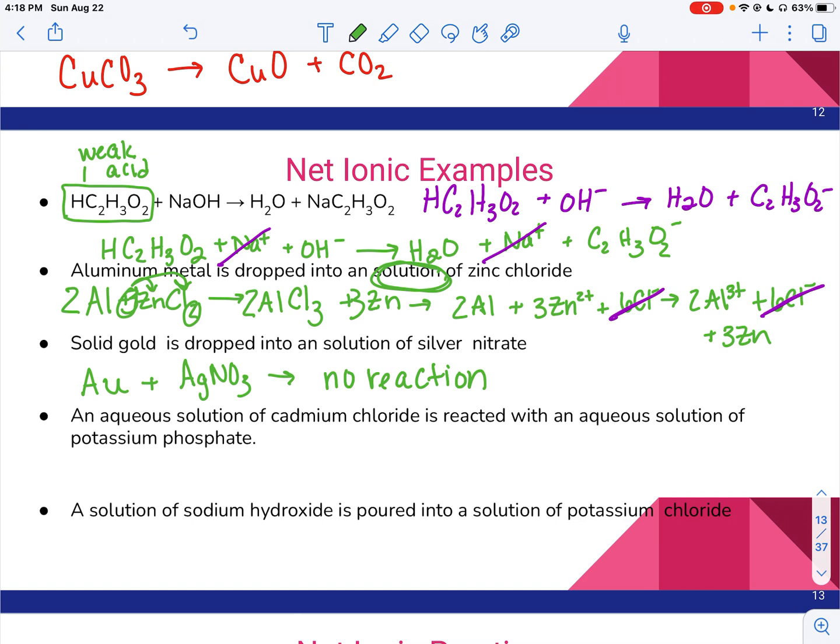Okay, next one, we have aqueous solution. So they're telling you this is a thing. So cadmium chloride. Cadmium is another one of those transition metals. And potassium phosphate.